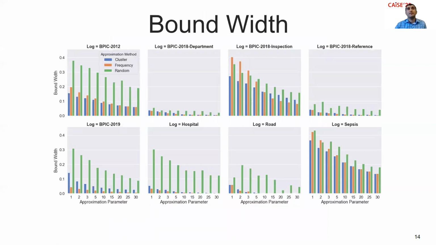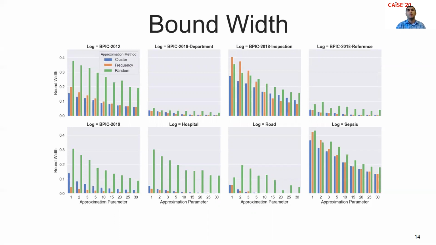In this slide, we can see how by increasing the approximation parameter, we decrease the bandwidth. Bandwidth is the difference between the lower bound and upper bound. For some event logs, the bandwidth is very high, so that is not very suitable. We're really interested in bounds that are close to each other.